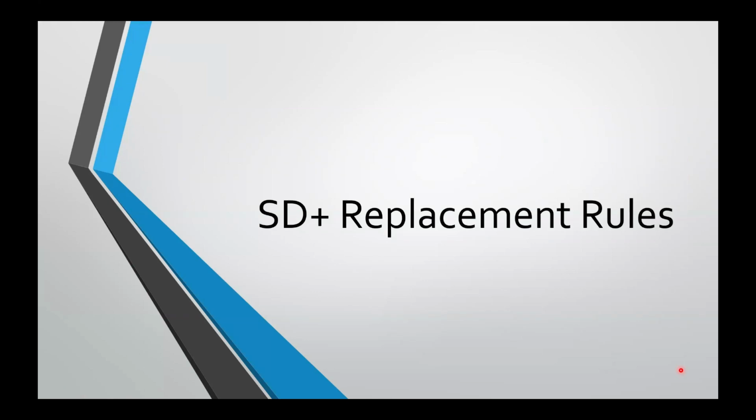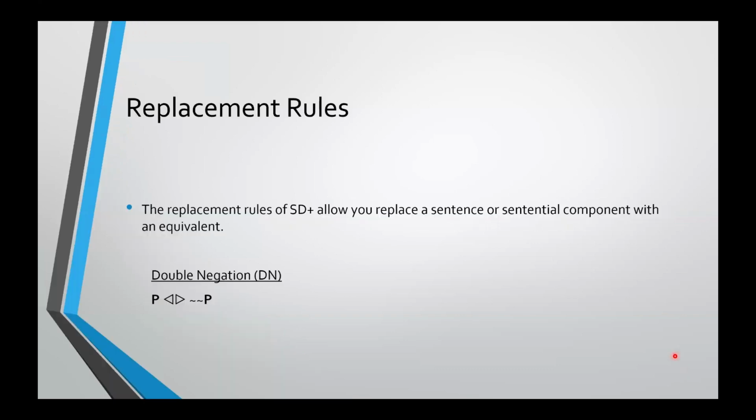In this video, we're going to look at the replacement rules of SD+. These are rules that allow you to replace a sentence or sentential component with an equivalent. So here's an example, the double negation rule, right? This says that if you have a sentence or a component of a sentence of form P, then you can replace it with the same thing with two negations in front of it.